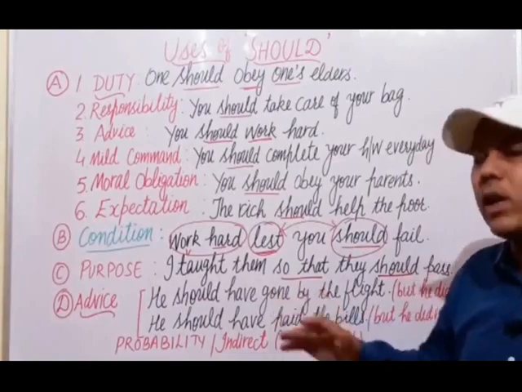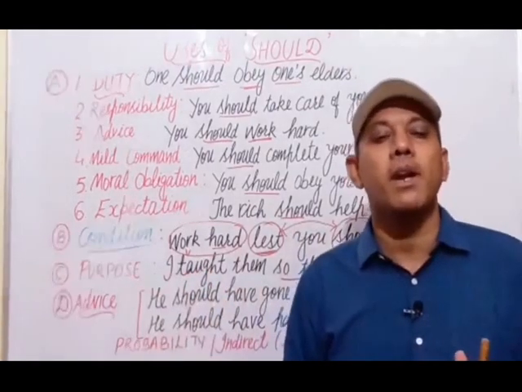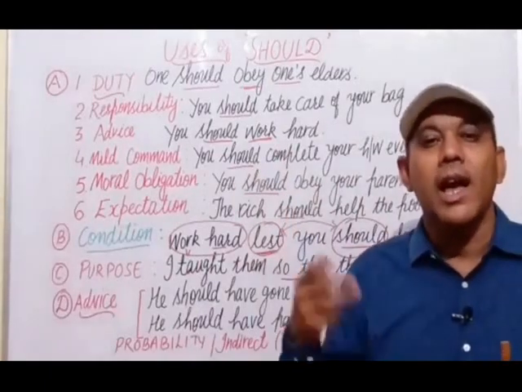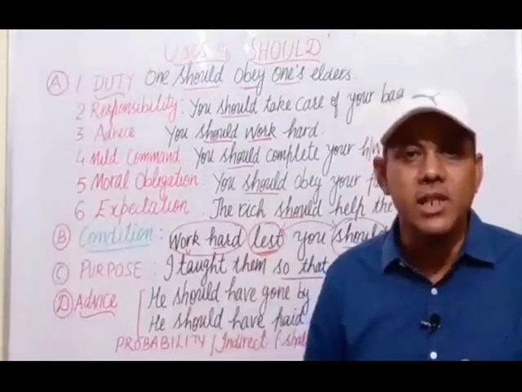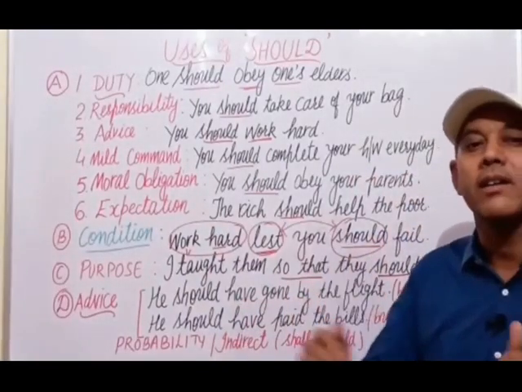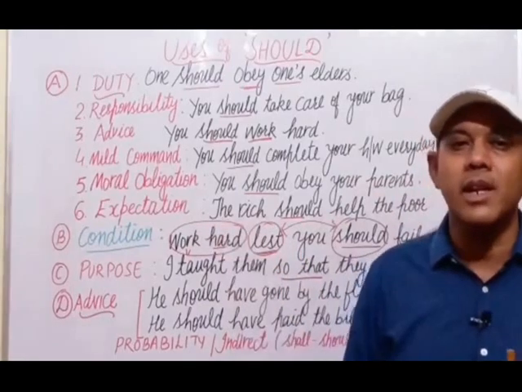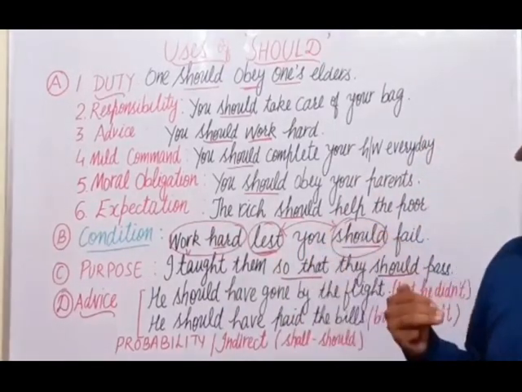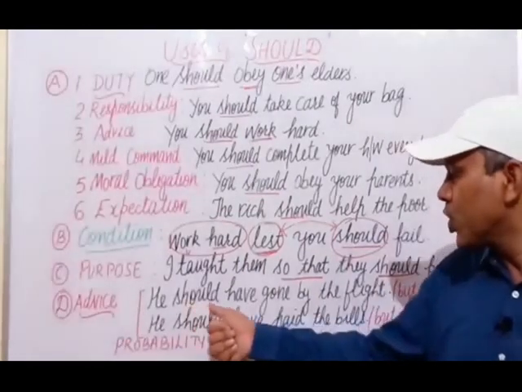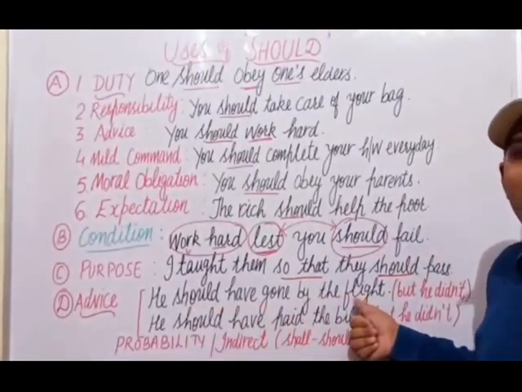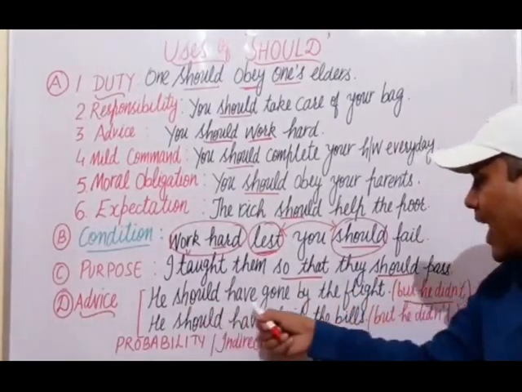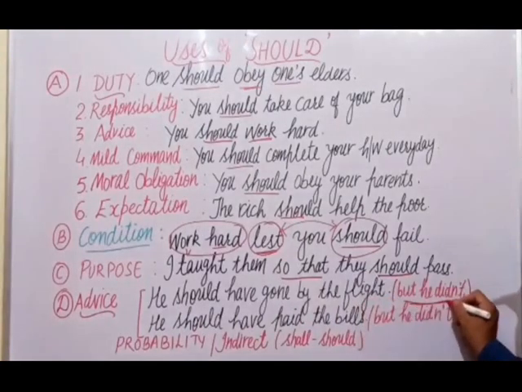मान लीजिए किसी को कहीं जाना है और वहां वो समय पर नहीं पहुंचा. For example, somebody had to go to take an entrance exam or a competitive exam, but he traveled by train and he got late and he could not appear in the examination. At that time, when he comes back, we can advise him, you should have gone by the flight. You should have, but you didn't, or he should have gone by the flight but he didn't.